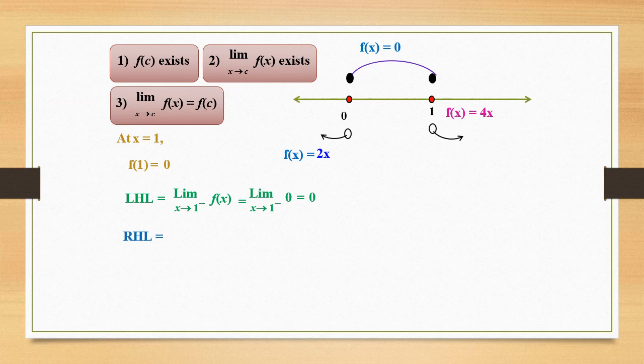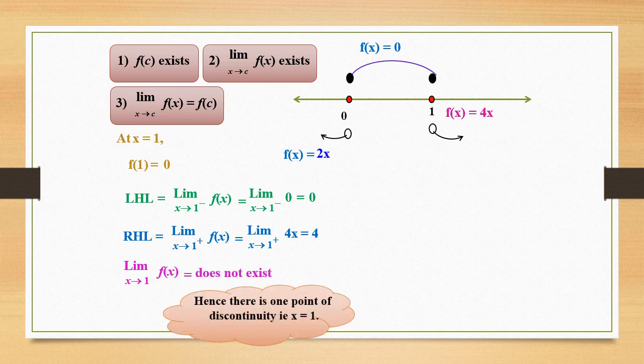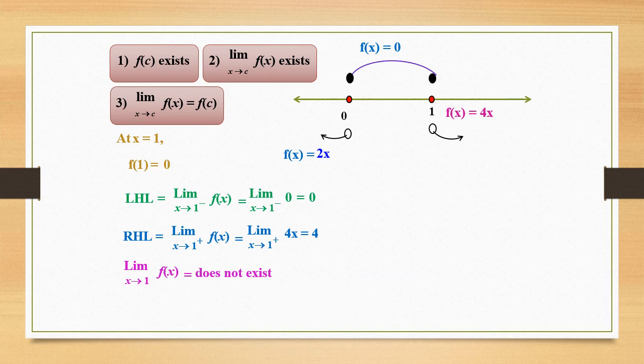Next, RHL, limit of f of x as x tends to 0 plus, which equals limit of 4x plus 1 as x tends to 0 plus, which on simplifying we get 4. Next, we can see that LHL is not equal to RHL. Therefore, the function does not become continuous at x is equal to 1.